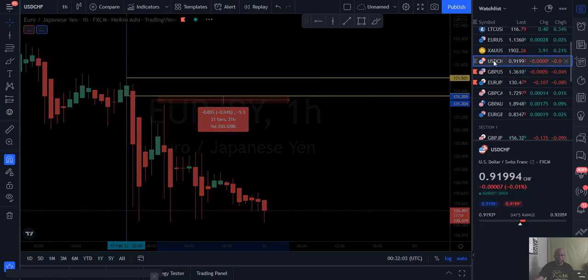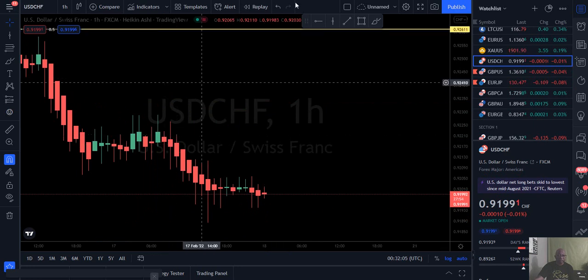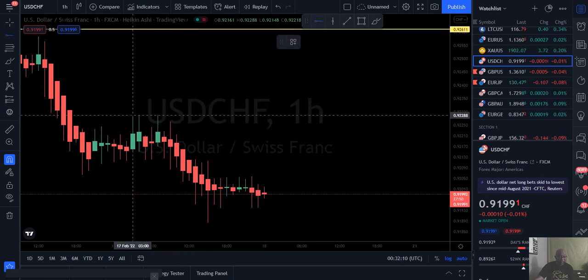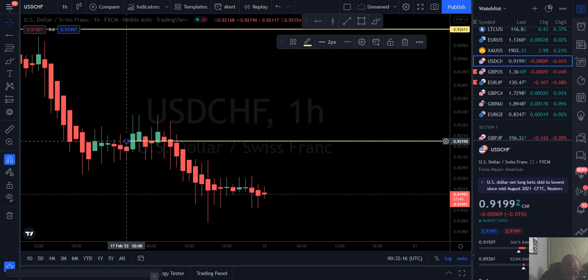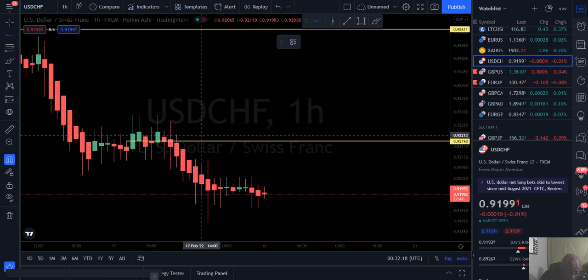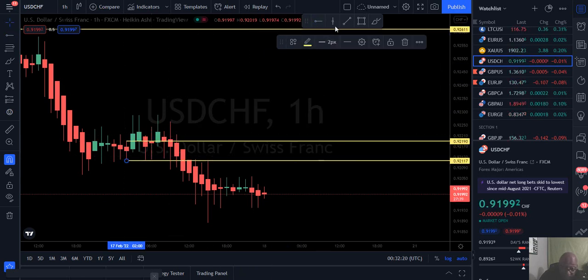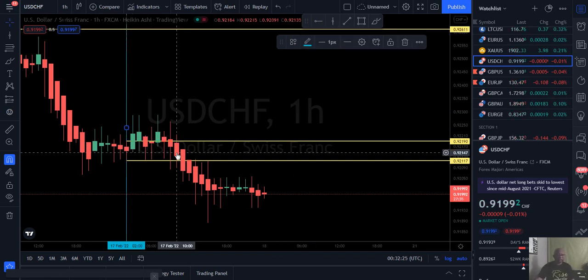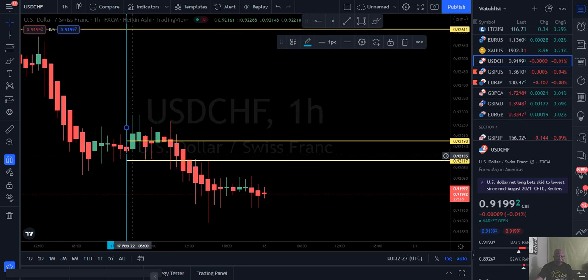Let's look at another one. Let's find the 2 o'clock. There's another pretty short 2 o'clock candle, boom. Let's seal them off. Box them in. Now this one is a little tricky. This is the first little tricky one.